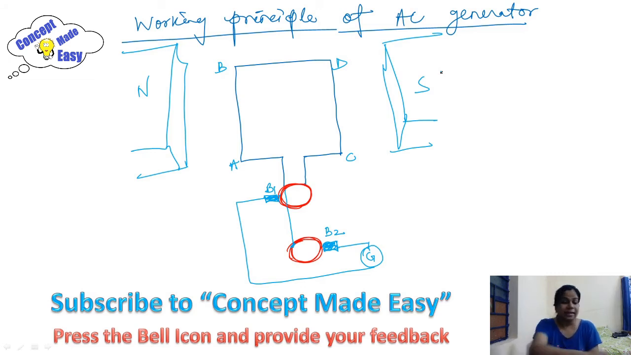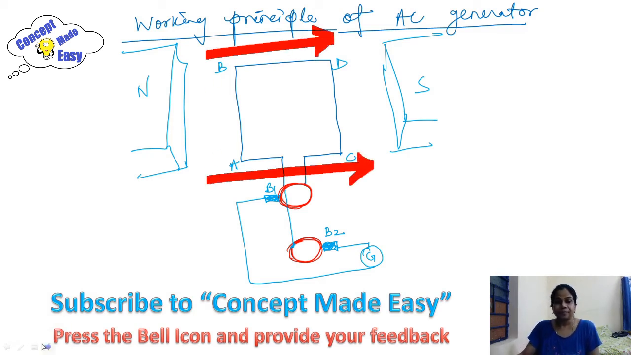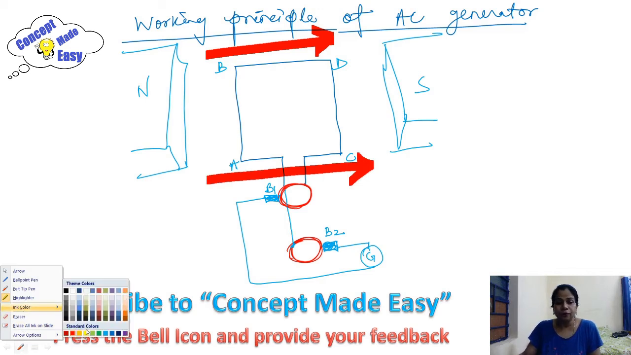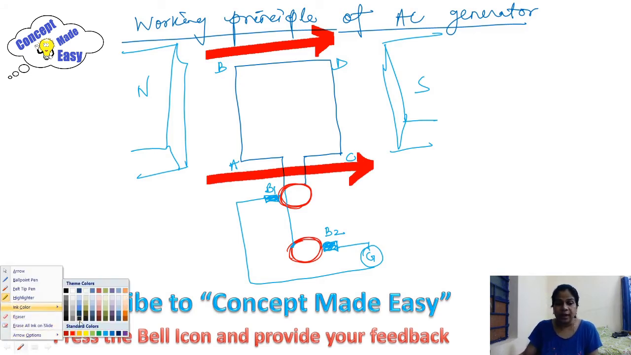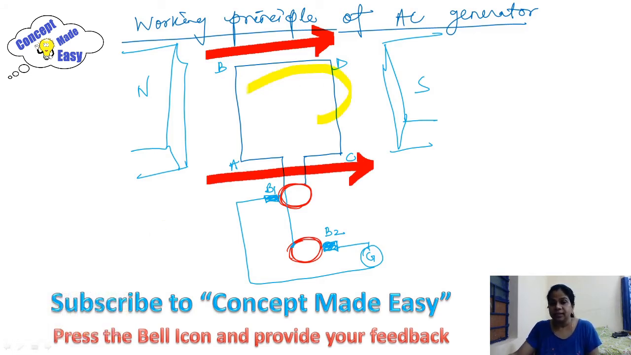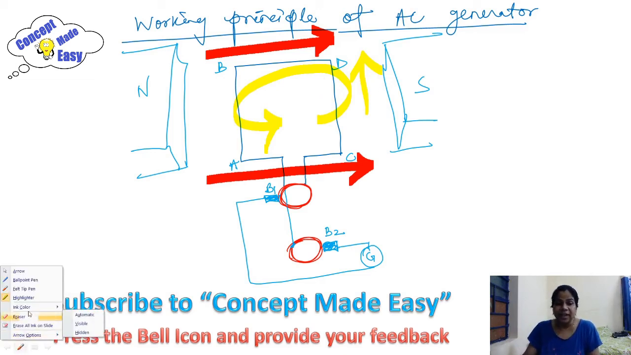So here the direction of magnetic field is in this direction, from North Pole to South Pole. The direction of force means there is rotation. I need to change the color. This is the direction of rotation. Suppose you are rotating this coil in anti-clockwise direction. So the direction of force is in the opposite direction. So what must be the direction of current?